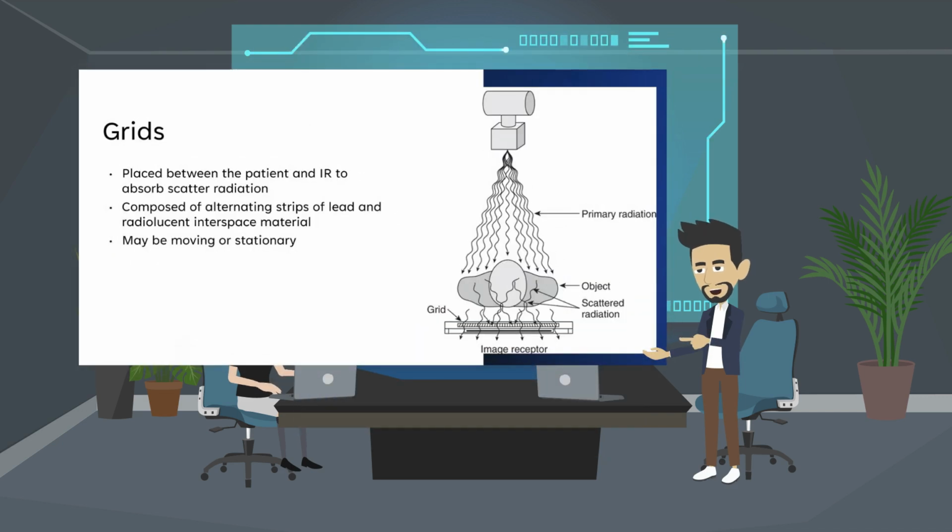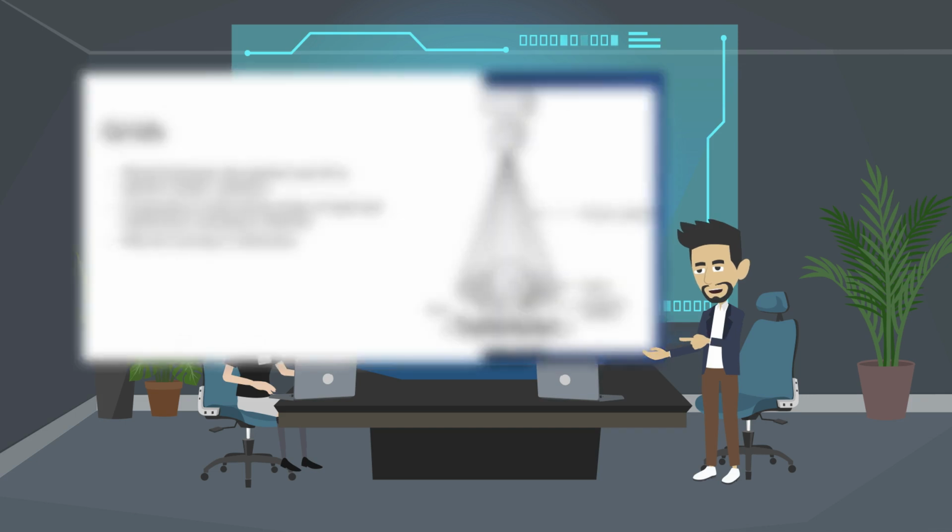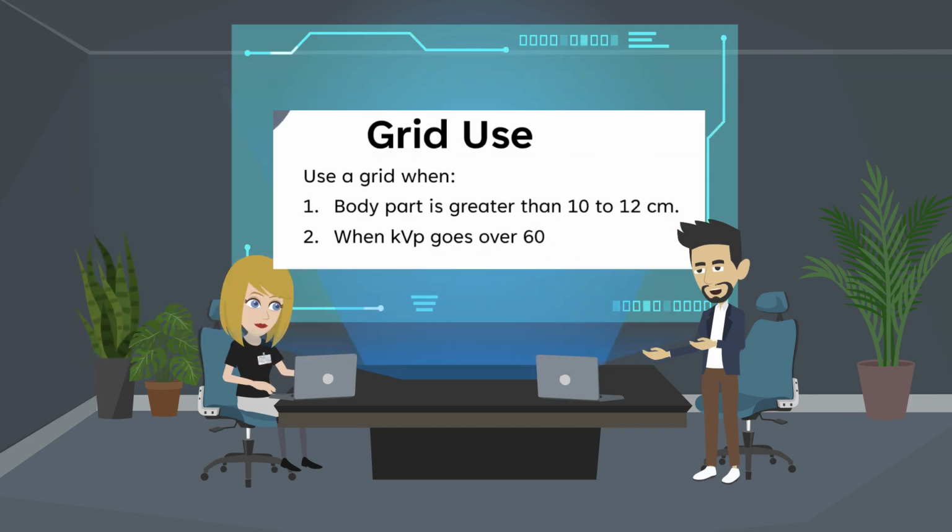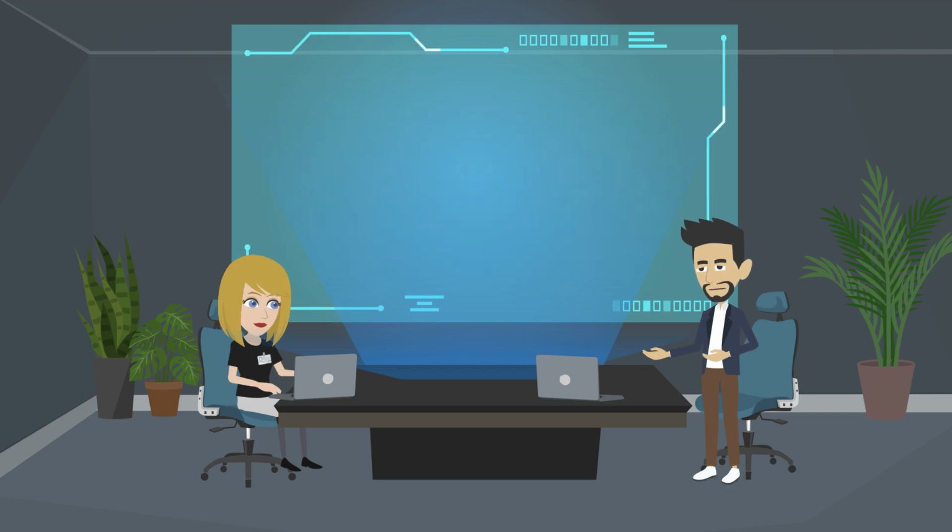The principal method for reducing scatter radiation fog is by using a radiographic grid. A grid is used when the body part becomes greater than 10 to 12 centimeters in thickness, or the KVP settings are greater than 60. Remember that criteria, because you will need to know when to use a grid to help control the possibility of radiation fog ruining the X-ray image.